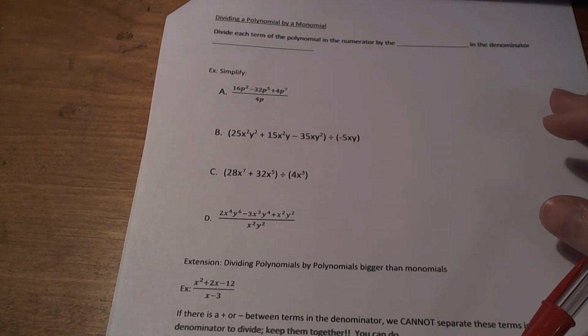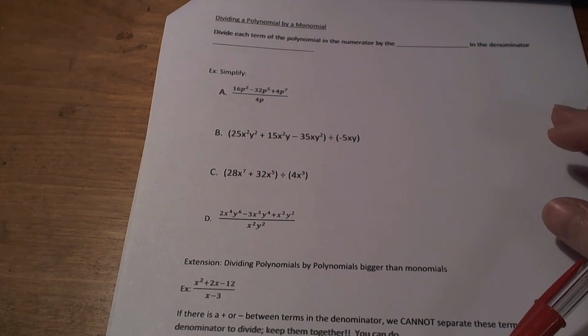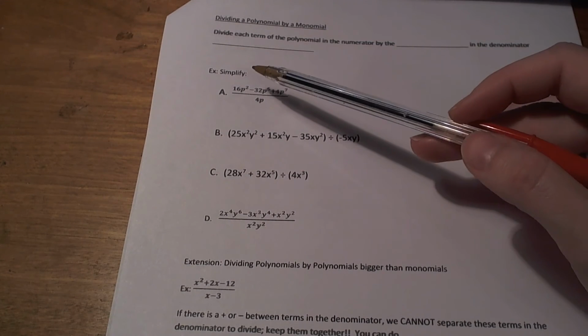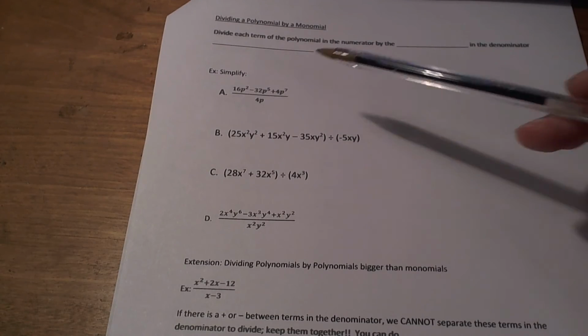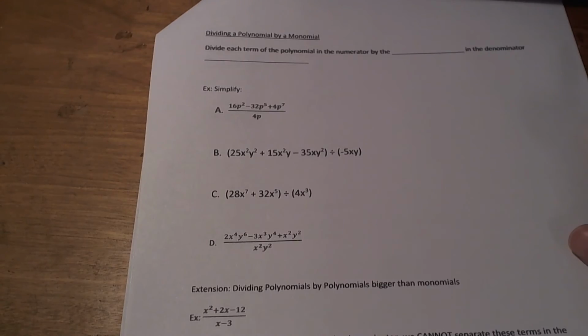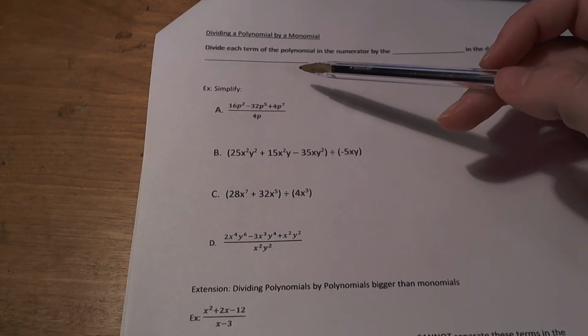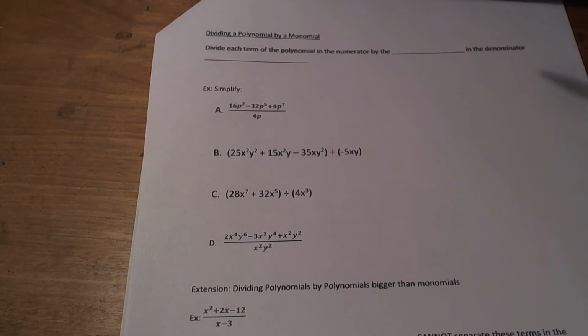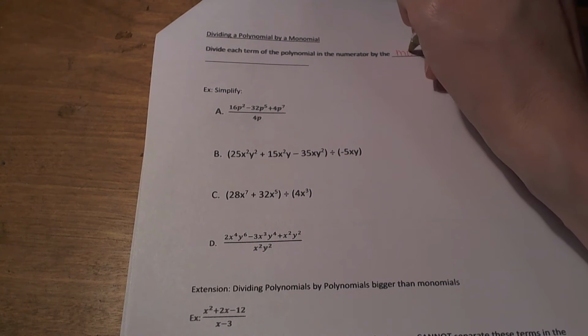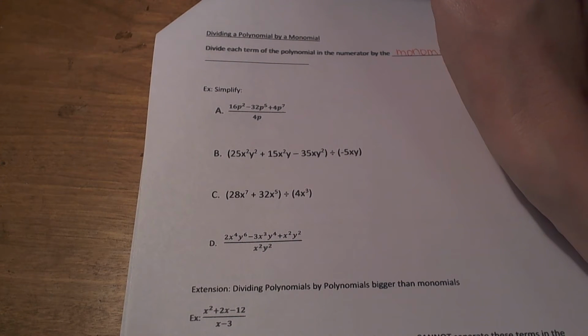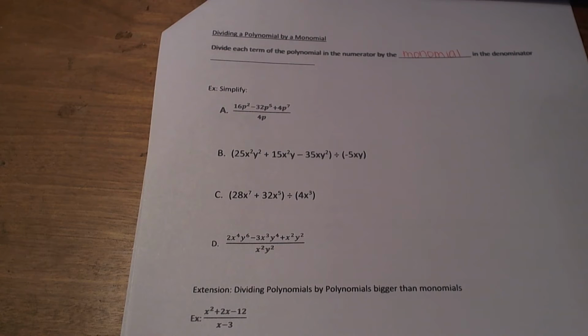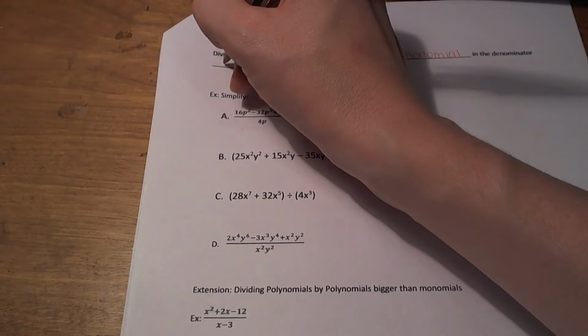So we did one term divided by one term. Now you're going to have a bigger polynomial, so more than one term on top, divided by the monomial one term. So what we're filling in is that you're going to divide each term of the polynomial in the numerator by the monomial in the denominator individually.